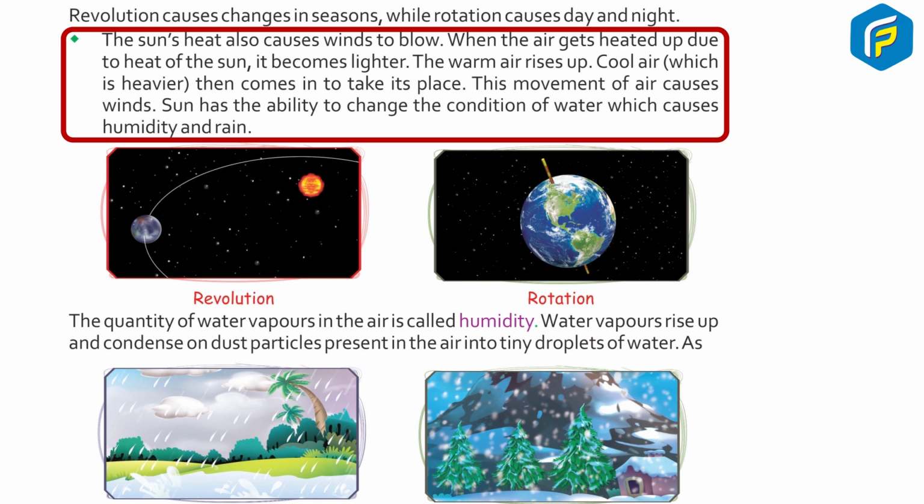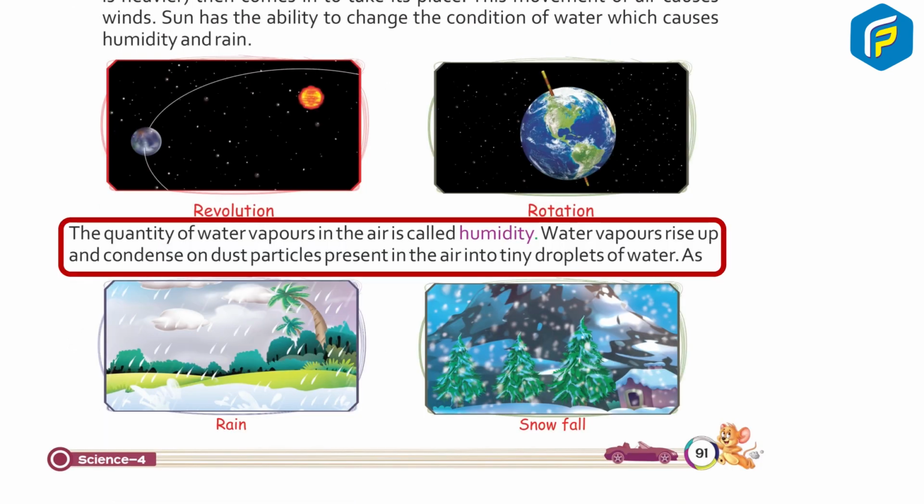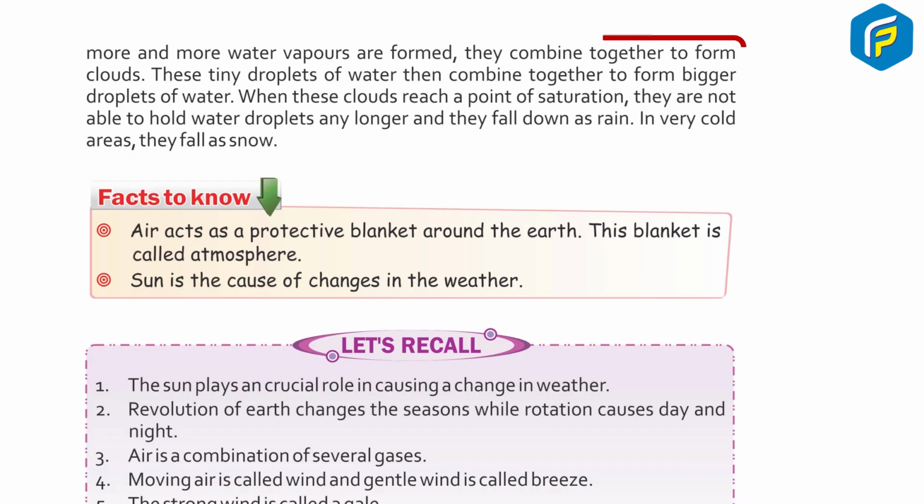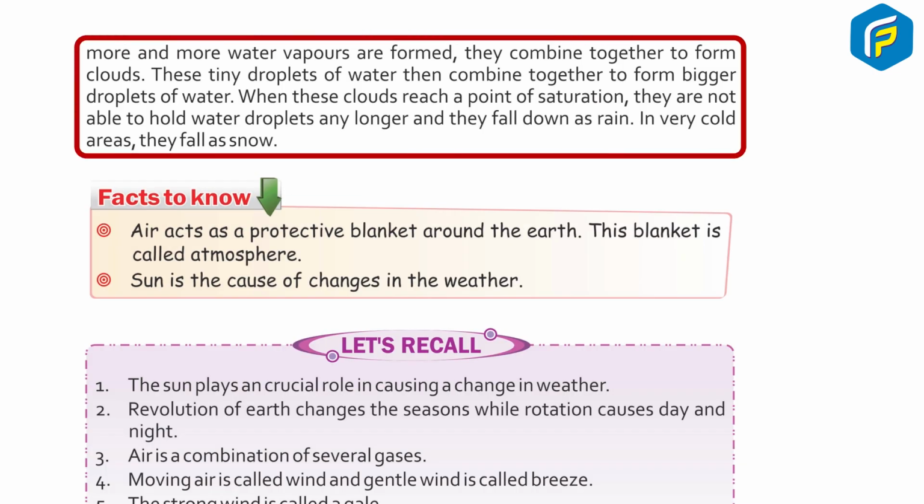Sun has the ability to change the condition of water, which causes humidity and rain. The quantity of water vapors in the air is called humidity. Water vapors rise up and condense on dust particles present in the air into tiny droplets of water. As more and more water vapors are formed, they combine together to form clouds.